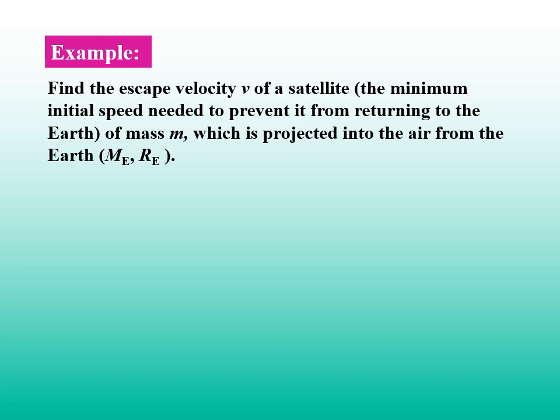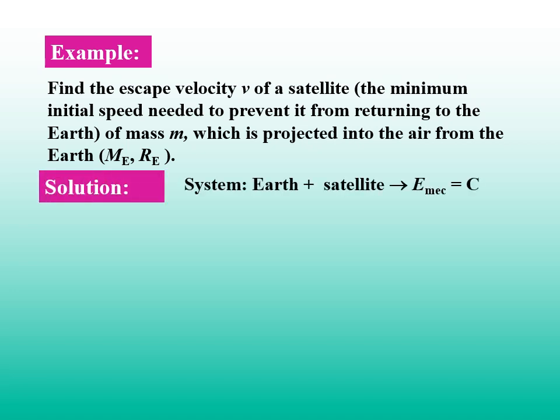Find the escape velocity v of a satellite of mass m, which is projected into the air from the Earth. M_E is the mass of the Earth. R_E is the radius of the Earth. In other words, we are supposed to find the minimum initial speed needed to prevent the satellite from returning to the Earth. We consider the Earth and the satellite as a system. Of course, this is a conservative system. The total mechanical energy is constant.